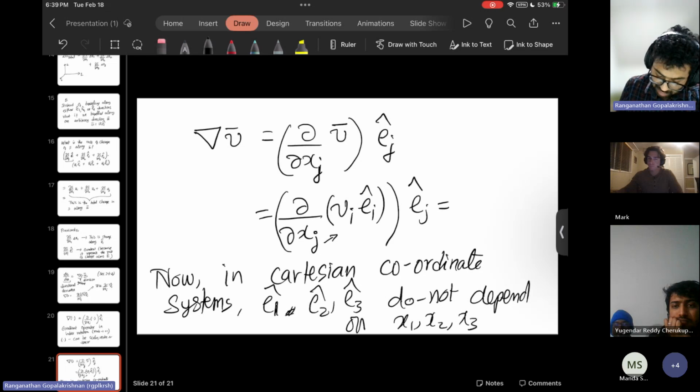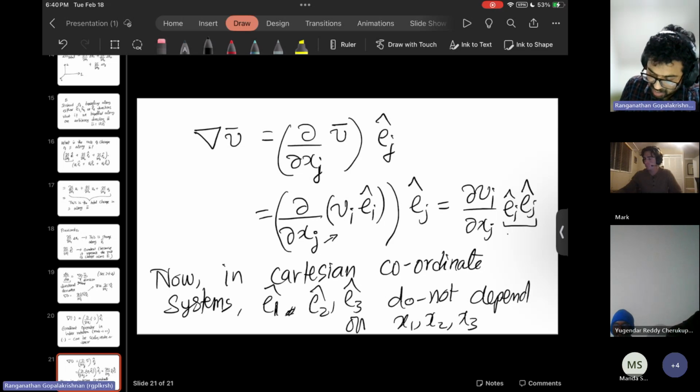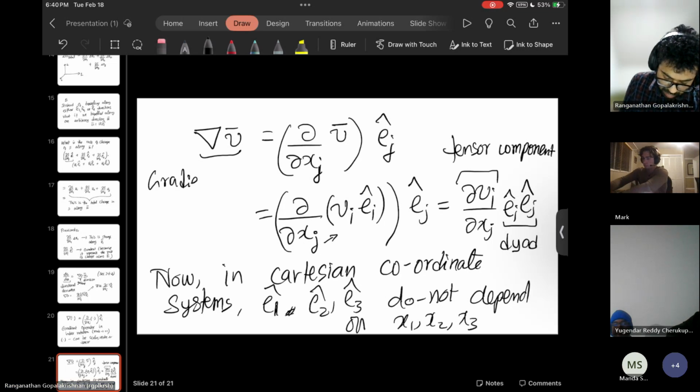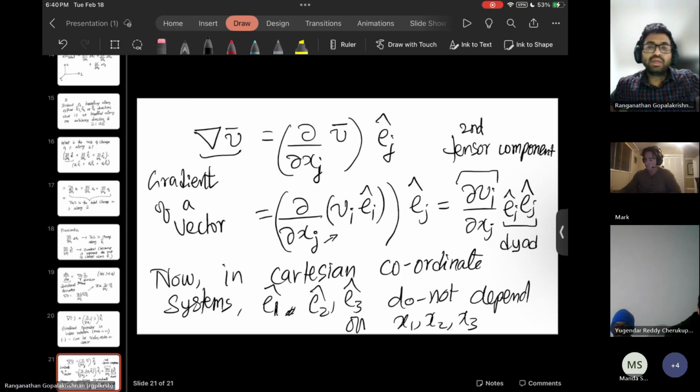So you can write this as partial vi over xj ei ej. This being a dyad and this being the tensor component. So what it shows is the gradient of a vector leads you to a second order tensor in the end.